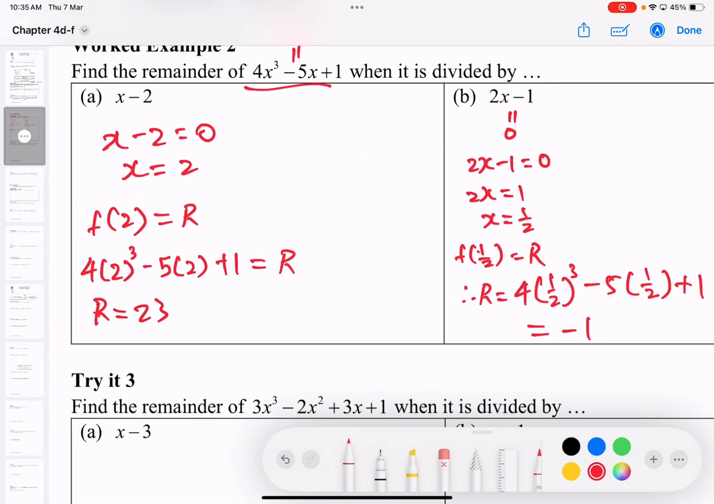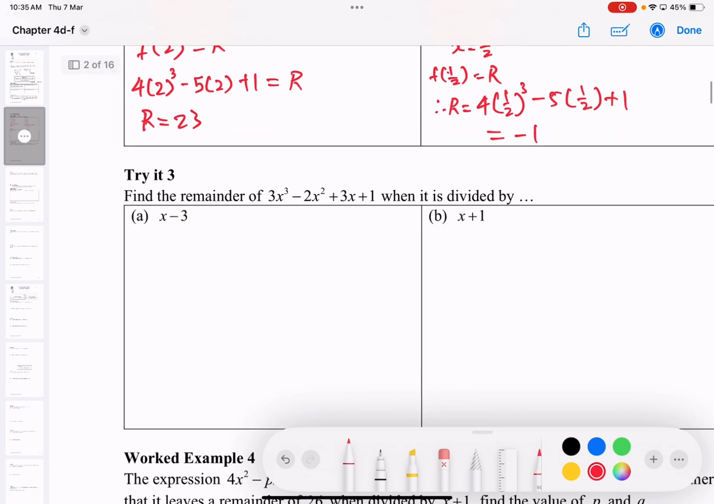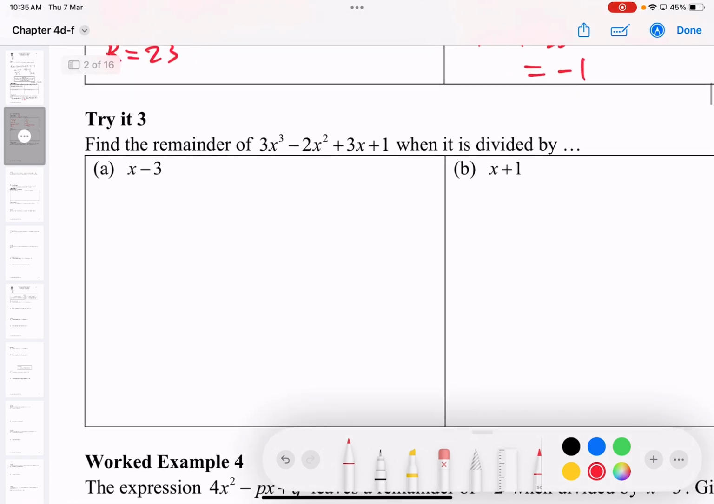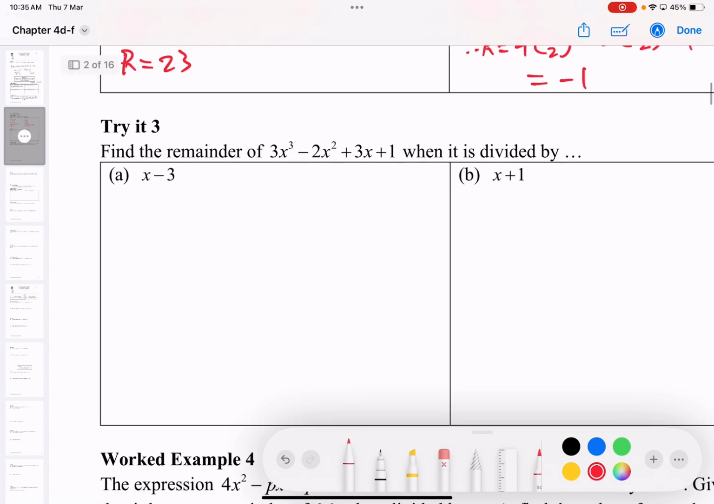Okay? Remainder theorem is really not too difficult. You just got to remember why it works, how it works. If you cannot remember how it works, just remember how to do it. Just make it equal 0, substitute it inside. Alright, can you do the try it 3 by yourself? And then when you're done, you just check your answer with mine. Let's do it relatively quickly, alright?